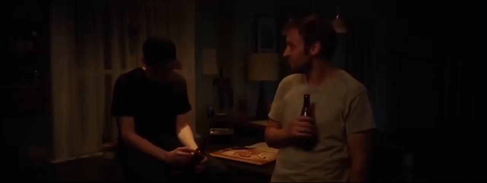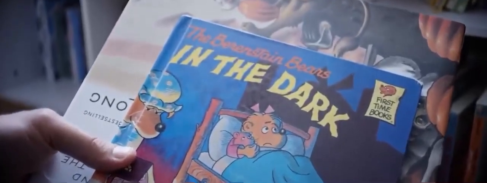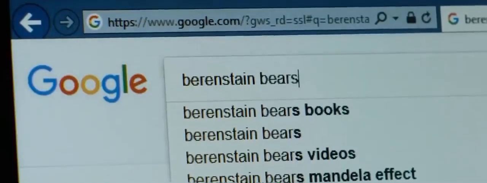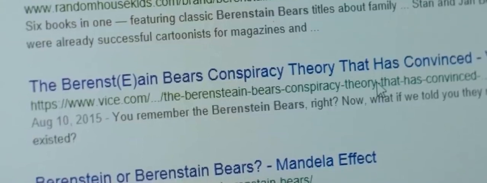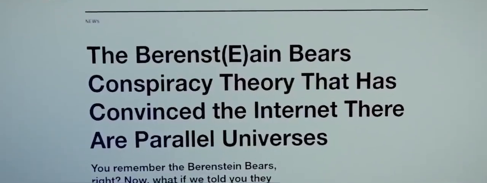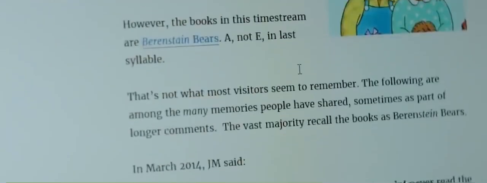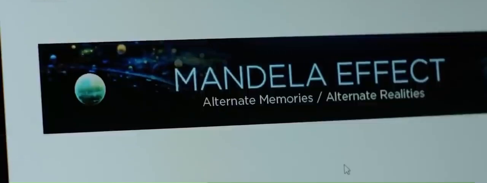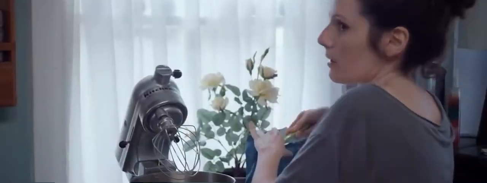Matt replies that the book is titled The Berenstain Bear, with the letter E, but Brendan shows Matt that the correct writing is The Berenstain Bear with the letter A. Out of curiosity, Brendan tries to find it on the internet, and it turns out that there are many people who think that the writing in the book is The Berenstain Bear, with an E. Brendan continues to look for information about it until he finally finds a theory that explains the incident, namely the Mandela Effect theory.